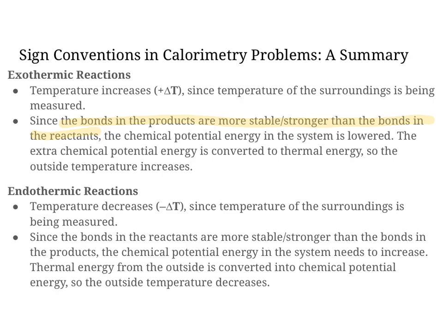And in endothermic reactions, we have a negative temperature change. And since in this case the bonds of the reactants are more stable or stronger than the bonds of the products, the potential energy needs to increase in the system, and as a result, the thermal energy from outside is converted into chemical potential energy, so the outside temperature decreases. So to think about that in terms of a picture, in an exothermic reaction we'd have a reaction that looks something like that, and in an endothermic reaction we'd have a reaction that looks something like that. Okay, so where the temperature is being measured, or the energy is being measured, is beginning versus end.